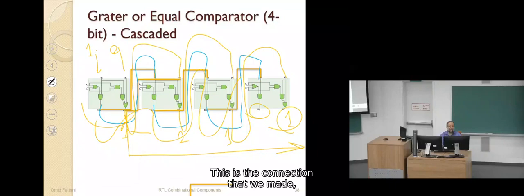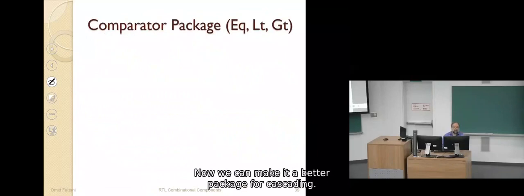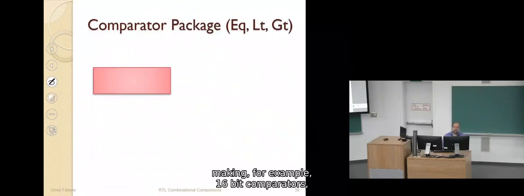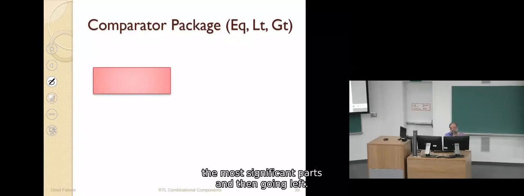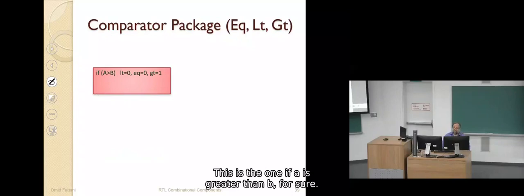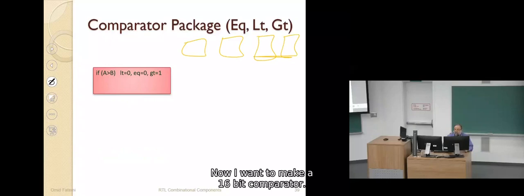So this is another component that we have built. This is the connection that we made, equals to each other and greater to each other. Now we can make a better package for cascading. I built a 4-bit comparator for you. Now I am using this for making, for example, 16-bit comparators. When I am using 4-bit comparators, then starting from the most significant part and then going left, but I need some inputs from the previous one. This is the one. I mean this part, the most significant part. I have a four-bit number now. I want to make a 16-bit comparator.